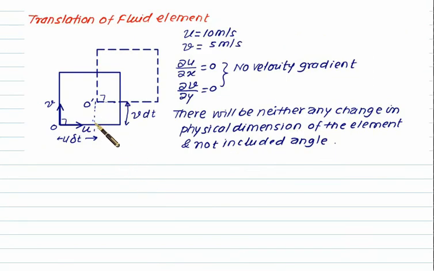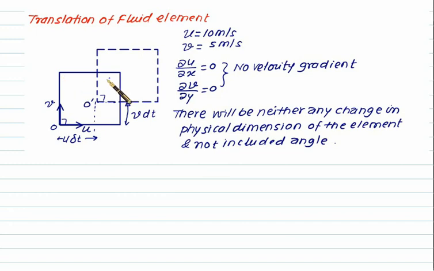Normally the pure translation of an element will take place when the velocity components along the x direction and y direction are independent of x and y. That is, these are constant values. So what does it indicate? That the velocity remains constant along the x direction and the velocity also remains constant along the y direction. So the derivative of u with respect to x will be 0 and the derivative of v with respect to y is also equal to 0. So there are no gradients along the x direction and y direction.